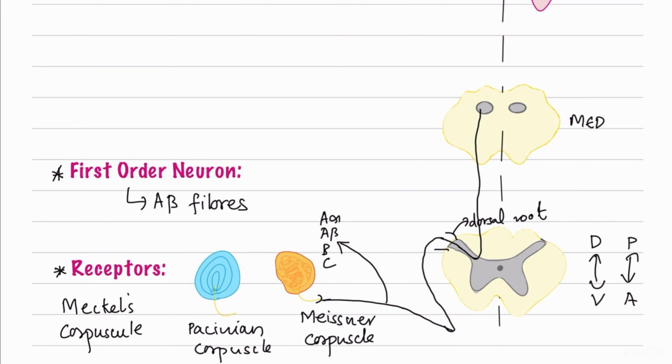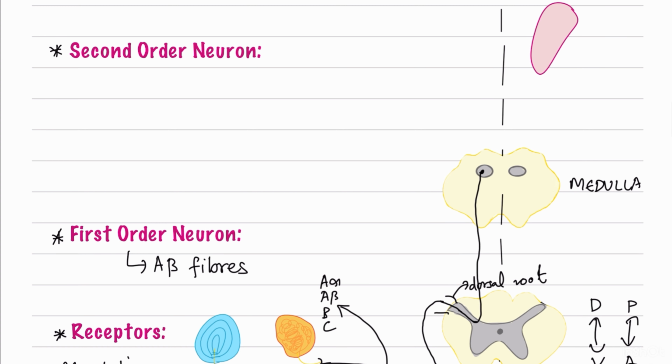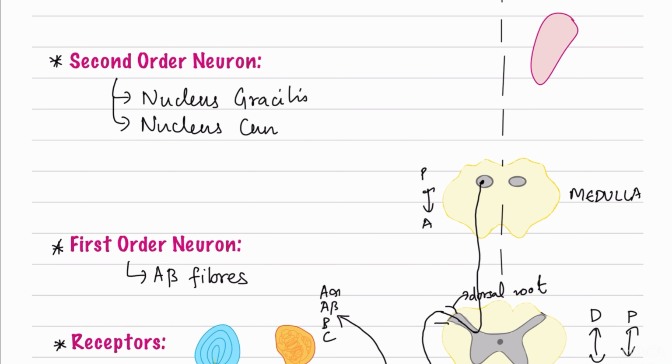It is at the level of medulla where they synapse. So that is where the nucleus of the first order neurons are ending, and that's where the second order neurons are starting. Now, what is the name of this nucleus? There are two nuclei which will constitute the beginning of a second order neuron in the medulla. They are also present in the posterior part of medulla. The first one is the nucleus gracilis, which is present medially. Then we have the nucleus cuneatus, which is present laterally.